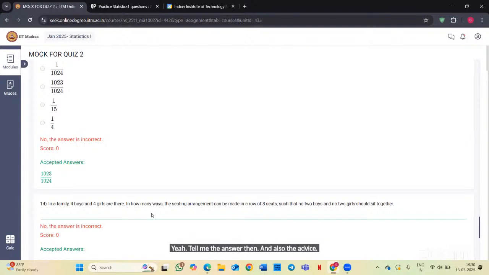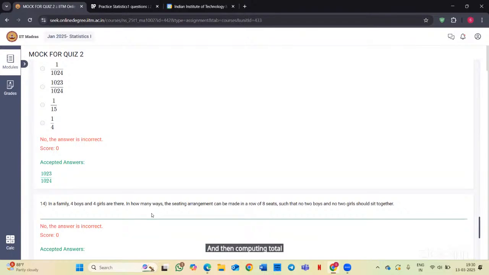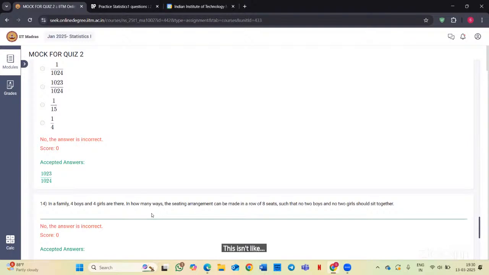Answer is 576, and the approach is arranging all the boys is 4 factorial, and arranging all the girls is 4 factorial. Then computing the total is 4 factorial into 4 factorial, which is 576. Anyone else? No, I had a similar approach, and probably it's not correct. Maybe missing some edge case. You are missing something. Just read the question more carefully. One point you're missing.